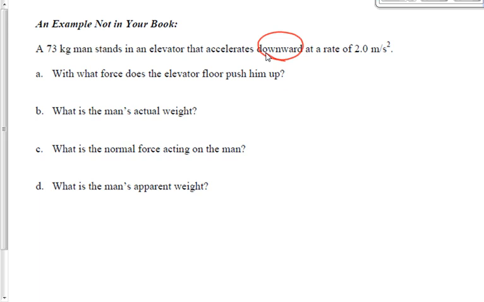If I don't draw attention to it, by the time I'm finished reading the question, I might just forget. I've got to write down my givens. So we want to find the force of the elevator floor pushing up on him. We want to find the man's weight, his real weight. We want to find the normal force acting up on him, and we want to find his apparent weight, how heavy he actually feels here. Not how heavy he is, but how heavy he feels.